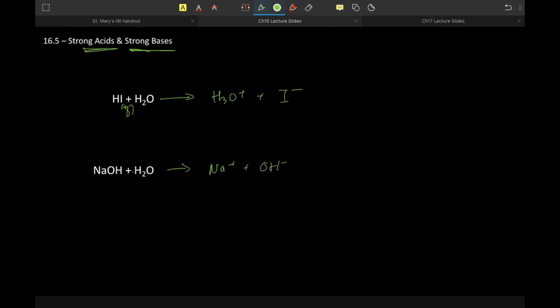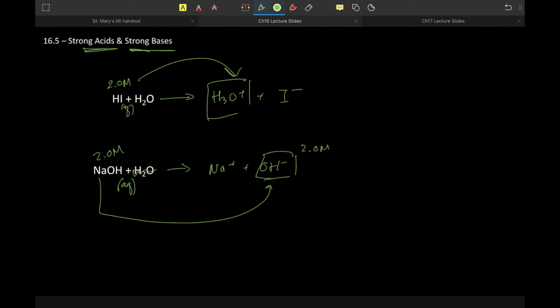For strong bases, writing it with water gets a little bit weird and confusing, actually. If this were just aqueous, that would be fine. Okay, so then if we wanted to calculate the pH for any of these, this is all we need to know. Whatever the concentration of HI is, let's say this is 2 molar, then clearly we now have 2 molar hydronium, which we could then calculate the pH of. Or if we had 2 molar NaOH, we now have 2 molar hydroxide ion, which we would then use to calculate pOH and then subsequently pH, depending on what method we wanted to use. Does that make sense?